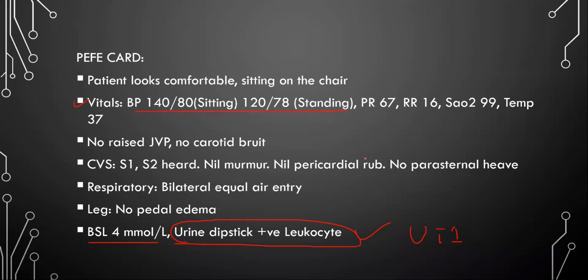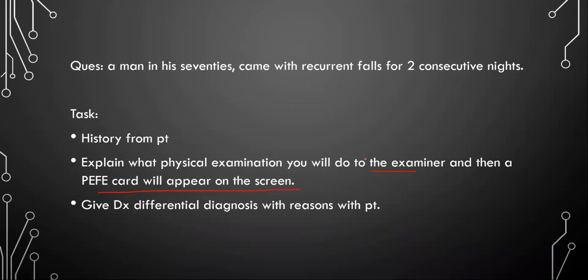Then I would do a focused cardiovascular exam. Especially, I would look for any added murmur or any other abnormal heart sound, any pericardial rub. Then I will do a respiratory examination for bilateral equal air entry. I will also do a complete central nervous system examination, both upper limb, lower limb, including the cranial nerves, for any sign of neurological deficit. And then I will do some office tests, especially looking for his blood sugar and urine dipstick, please. Once you say that, then the examiner will give you the card on the screen.